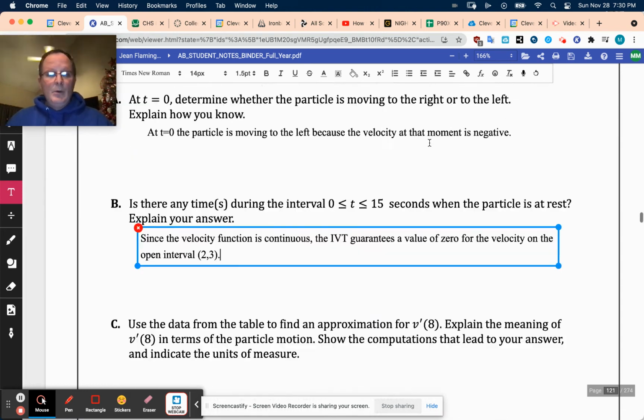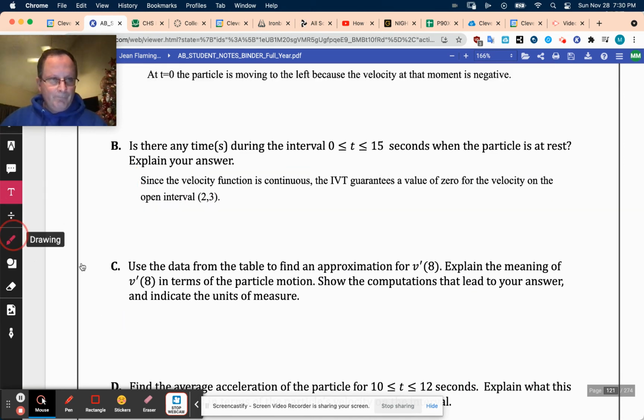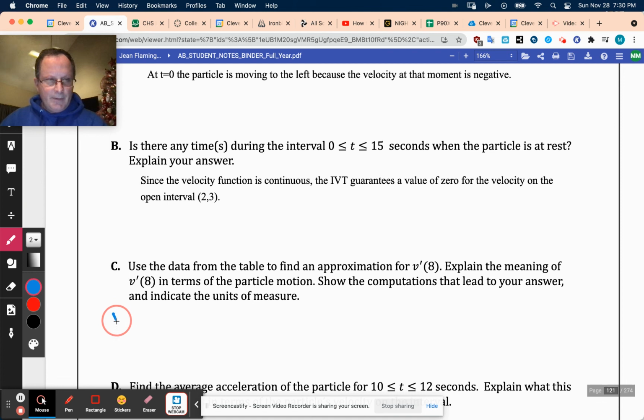That's okay. So we'll just say the derivative of the velocity at 8. We don't have any way of calculating that. We don't have an equation to take the derivative of, but we can say that this would approximately be equal to, and they used 7 and 10, so the slope between 7 and 10.